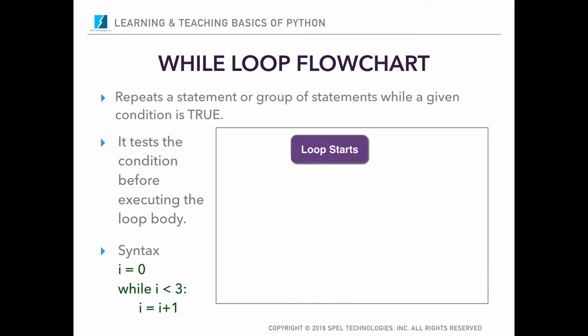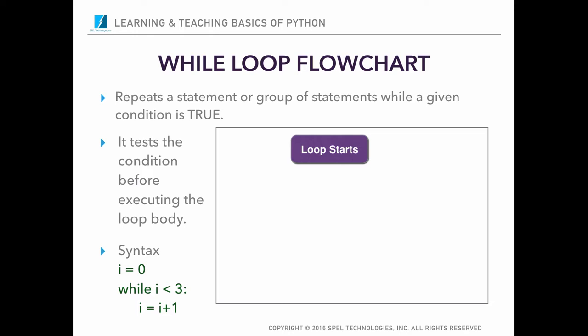A while loop repeats a statement or a group of statements while a given condition is true. It tests the condition before the execution of the code within the loop starts. The code within the loop is called the body of the loop or the loop body, and this must be indented by a few spaces, typically 4 spaces. The following program shows you a while loop.